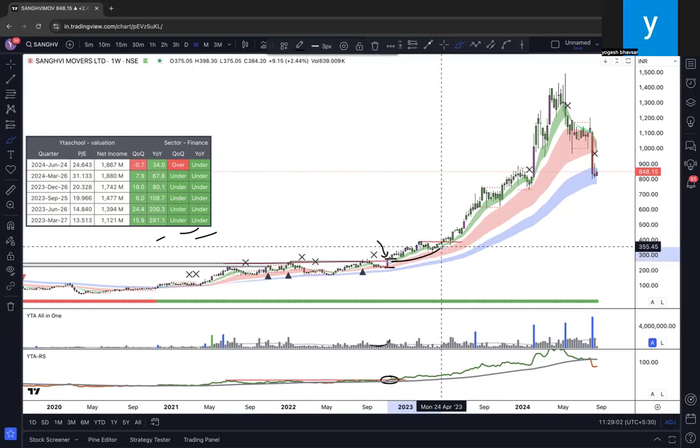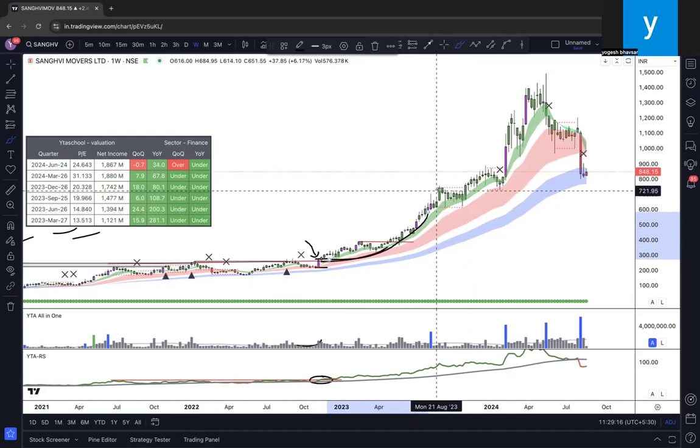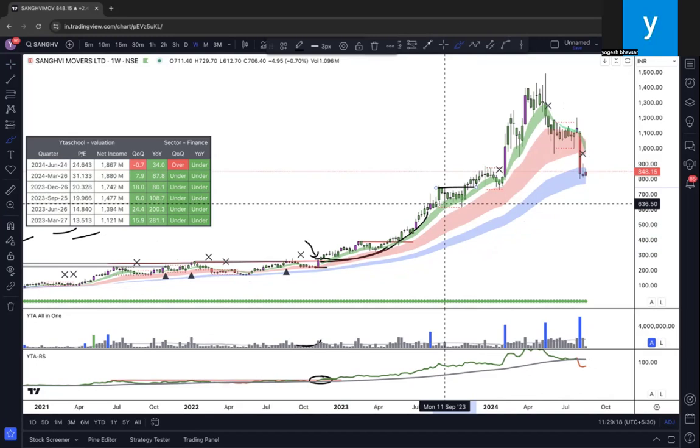Whenever you go on the lower time frame, a lot of traders will keep telling you breakout, 15-minute breakout. It is not a breakout. It's not an important swing high. So what happened? The stock went on continuing. And if you see over here, it made that box.